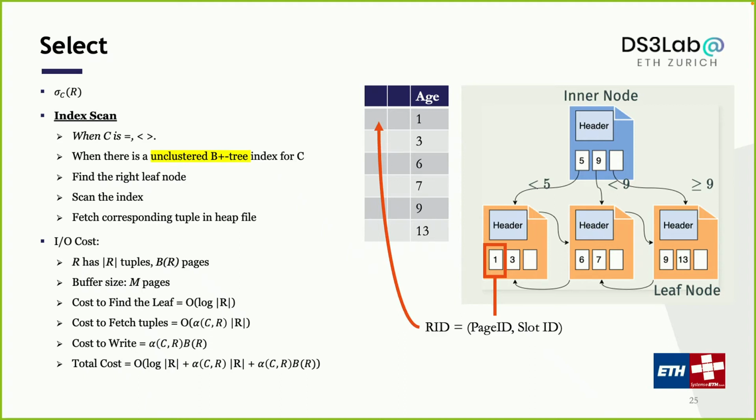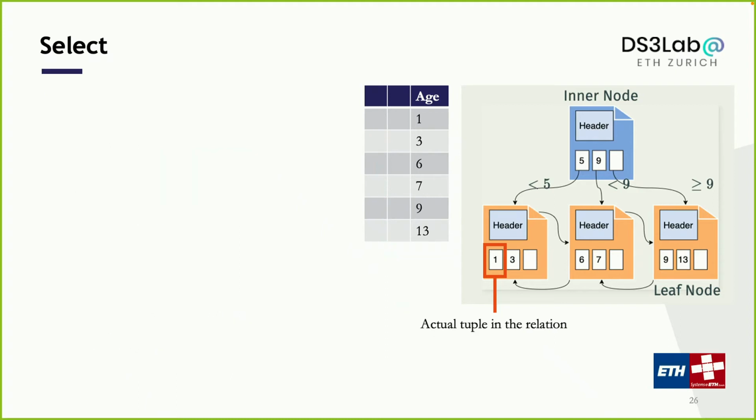Any questions about this? It's clear, right? Any questions? Okay, in the exam, you are going to do this exercise by yourself, so make sure you understand this. Perfect. So what would happen if you have a clustered B plus tree?